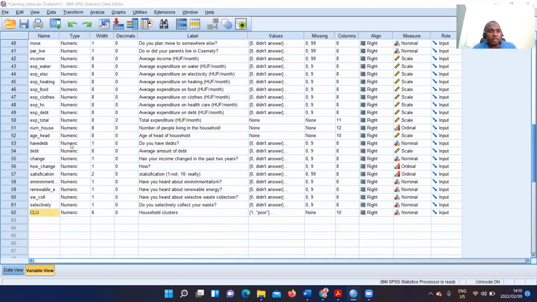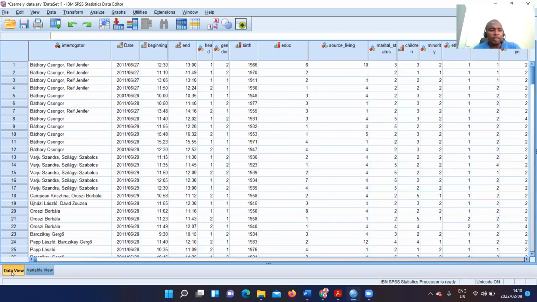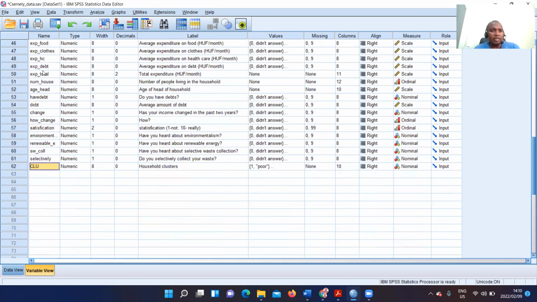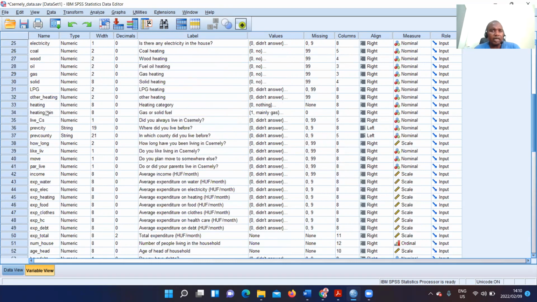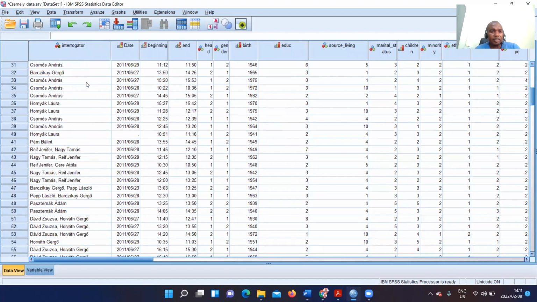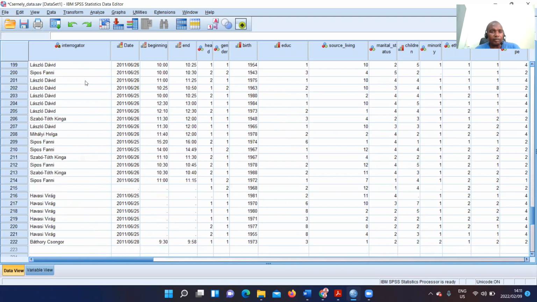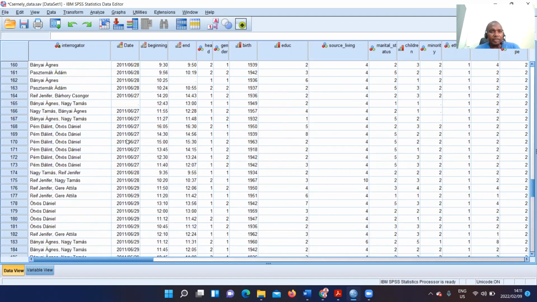So without much wasting of time, I will show you the data view. What appears as rows here, which were quoted, now appear as columns under the data view. The name of the interrogator, as you can see, the different names of interrogators, they appear in the first column. And then date appears in the second column.